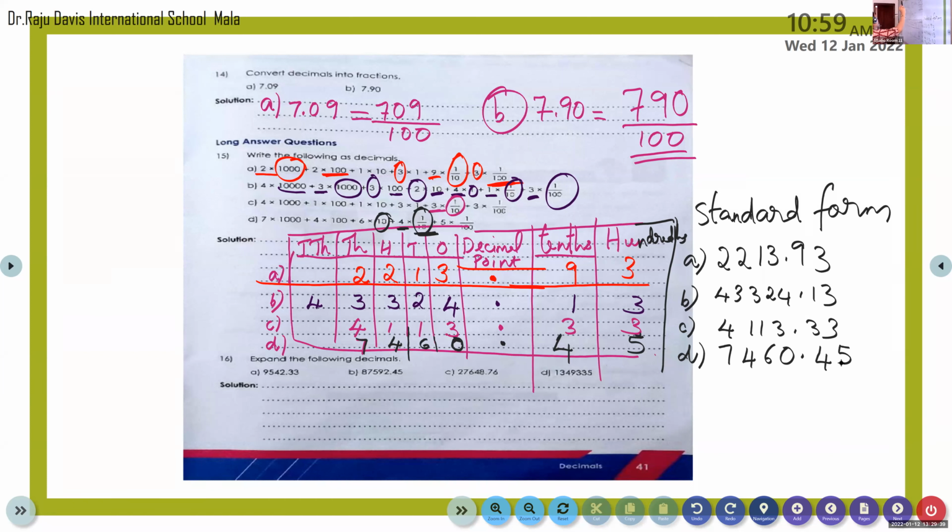Yes, children. Okay. Finished. Okay, very good, very good. Standard form. Agna, you can write that standard form.